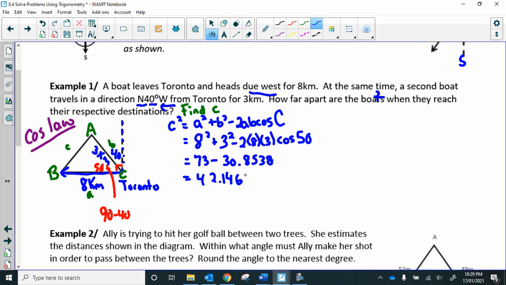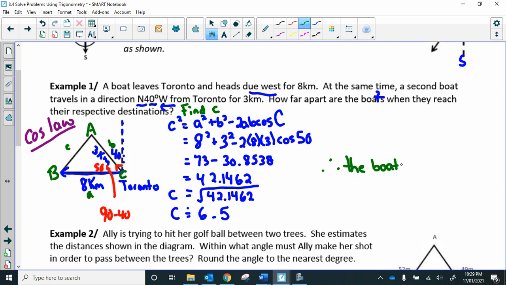If I subtract those in my calculator, notice I'm keeping a bunch of decimals here. That's just for accuracy so that my answer is as accurate as possible. And because I want c, not c squared, we're going to take the square root of that, which is going to give me 6.5 approximately. So I rounded that to 1 decimal place because it doesn't tell me. So side lengths are usually rounded to 1 decimal place. So therefore, let's answer the question, how far apart are the boats? So therefore, the boats are 6.5 kilometers apart.